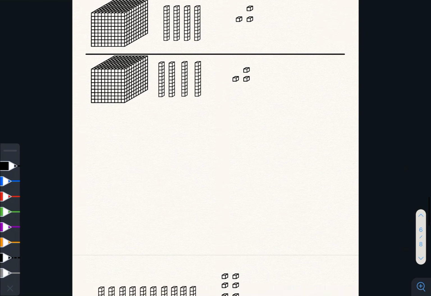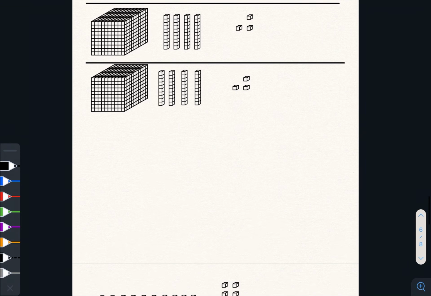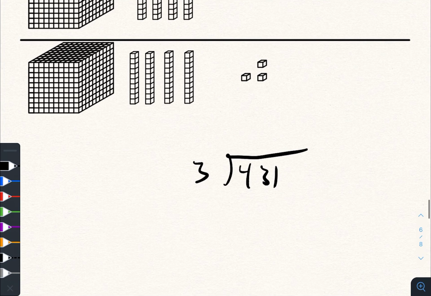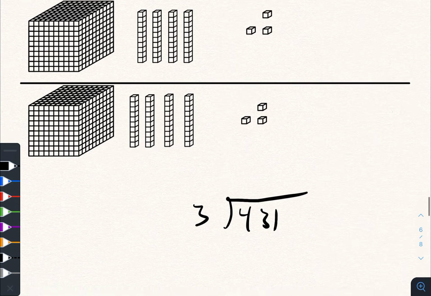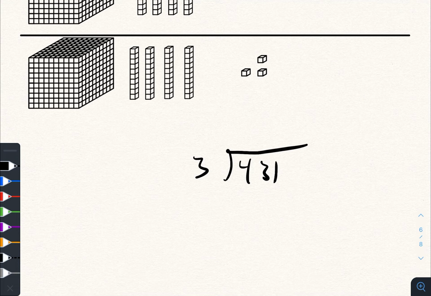And if I were to do this in the standard algorithm way, 431 divided by 3, this whole process is very much reflected in the standard algorithm. So, with the 4, I see how many times does the 3 go into 4? Well, once. And so 1 times 3 is 3. Take that away. Really, that's like 300.